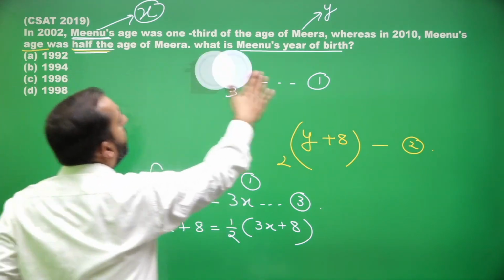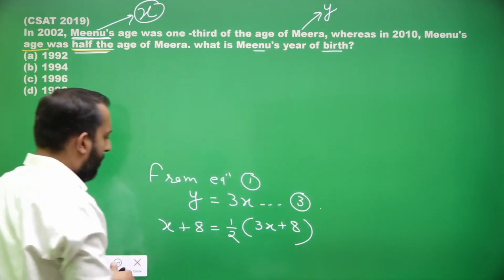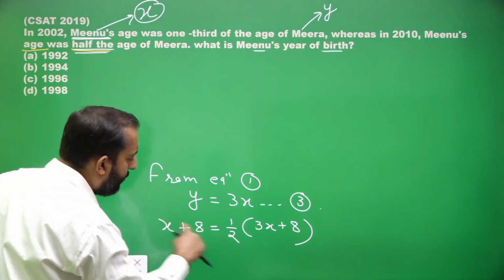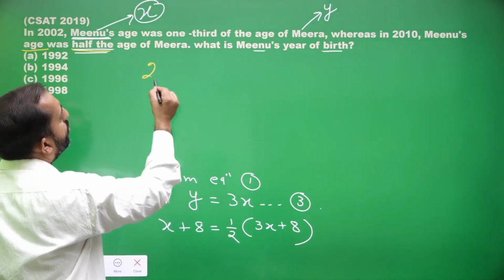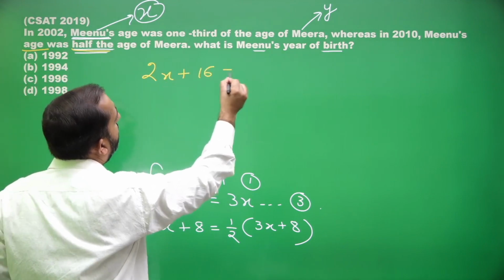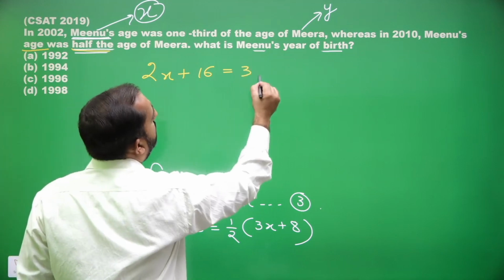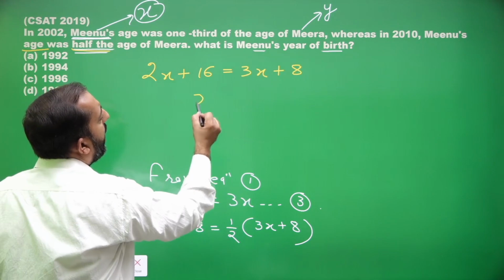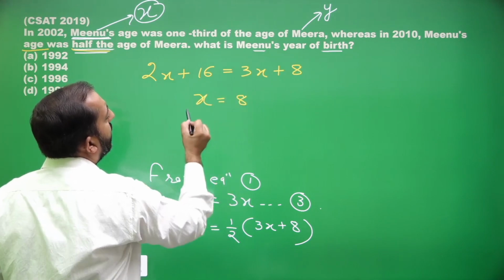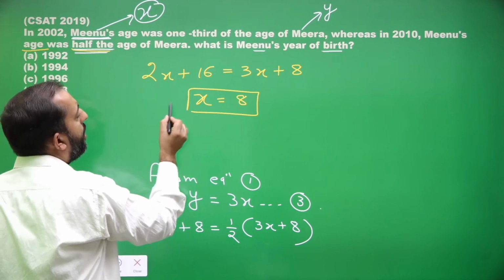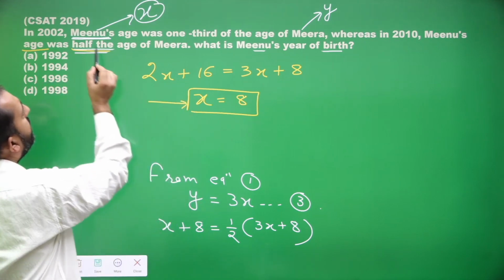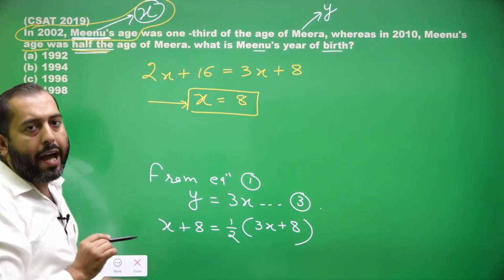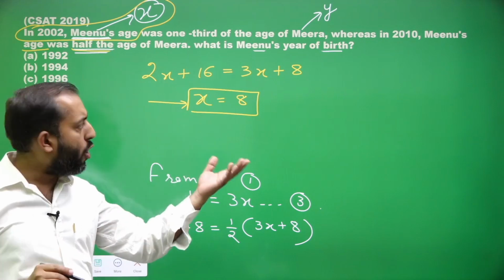From here, what we can do is just the cross multiplication. If we do the cross multiplication, it becomes 2X plus 16 equal to 3X plus 8. Solving it further, X will be equal to 8 finally. Which means, what is X? X was the age of Minu in 2002.